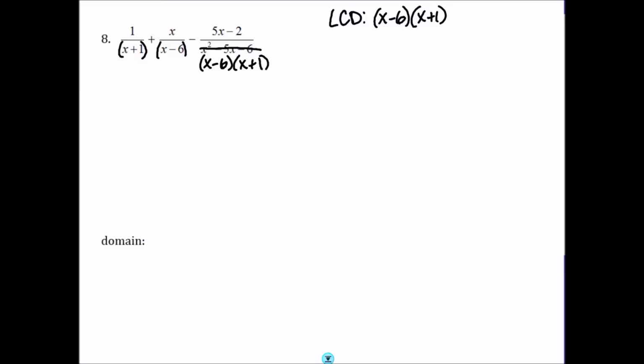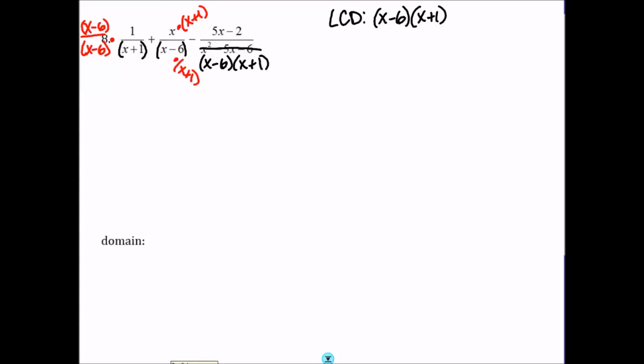The first fraction is missing an x minus 6. So we need to multiply by x minus 6 over x minus 6. The second fraction is missing an x plus 1. So we need to multiply by x plus 1 over x plus 1. The third fraction isn't missing anything. Its denominator is already our LCD, so we don't need to multiply by anything.